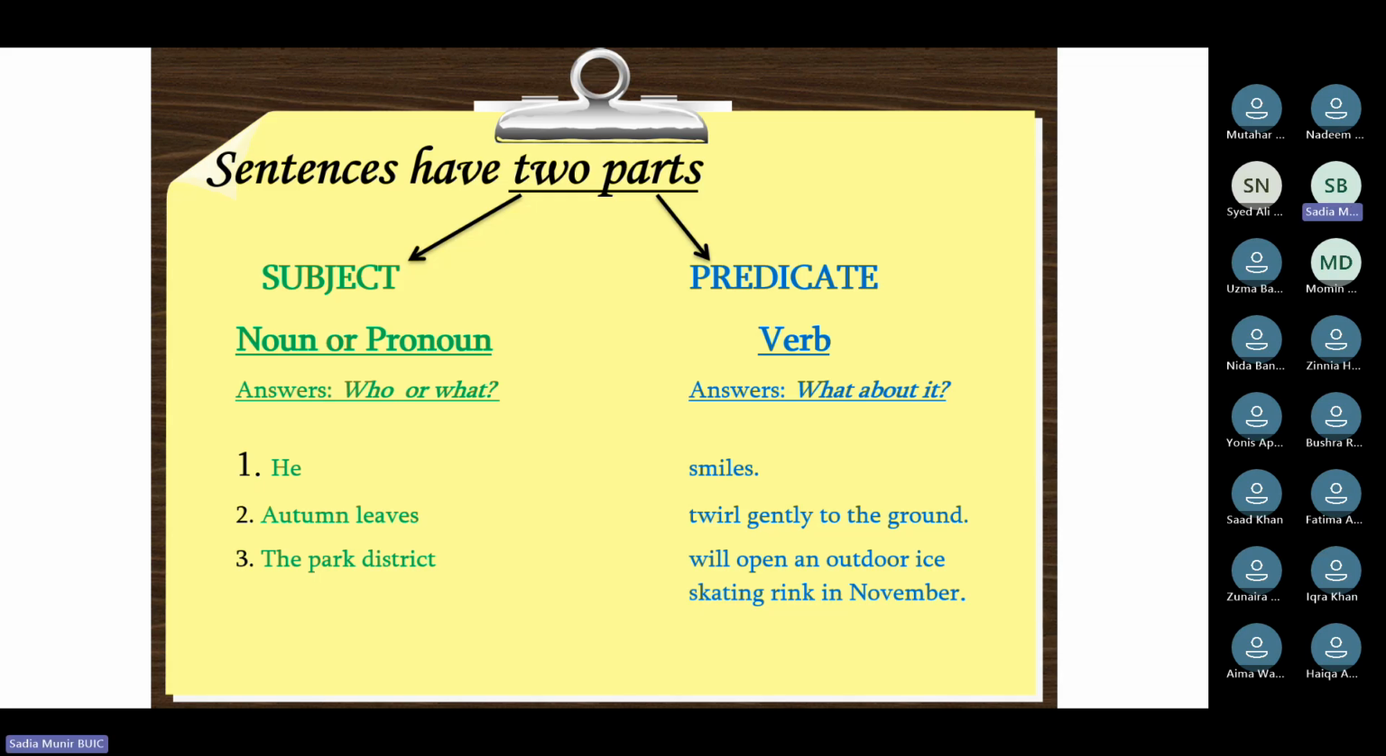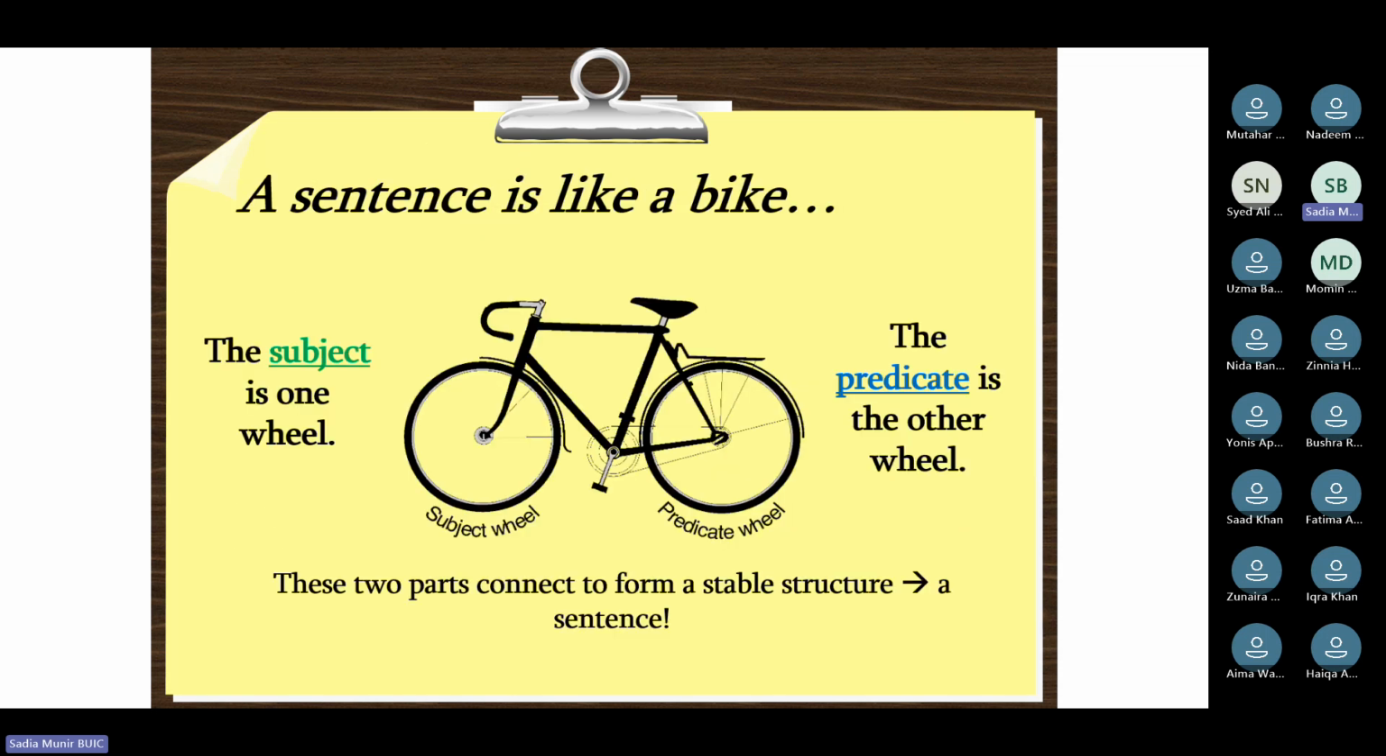Another example could be the Park District will open an outdoor ice skating rink in November. So a sentence is like a bicycle, right? The front wheel is the subject, the back wheel is a predicate, and these two parts they connect to form a stable structure, a sentence. Now they have used this analogy to talk about it.